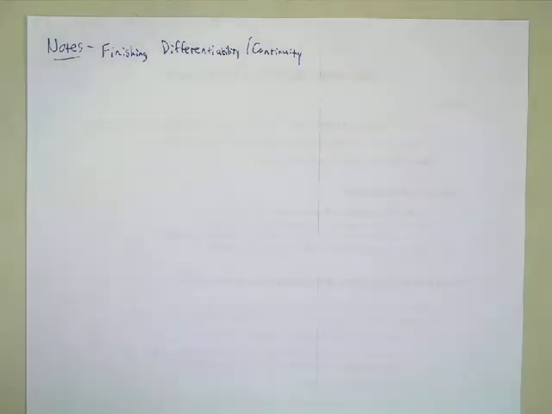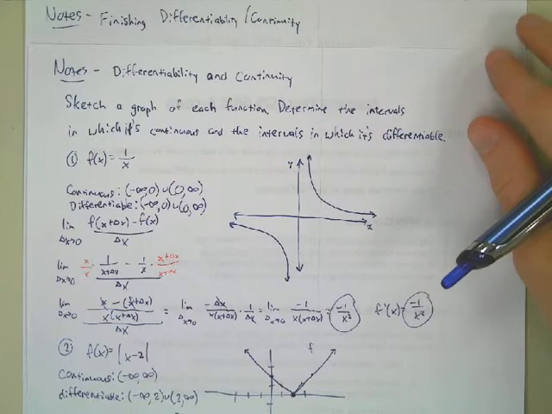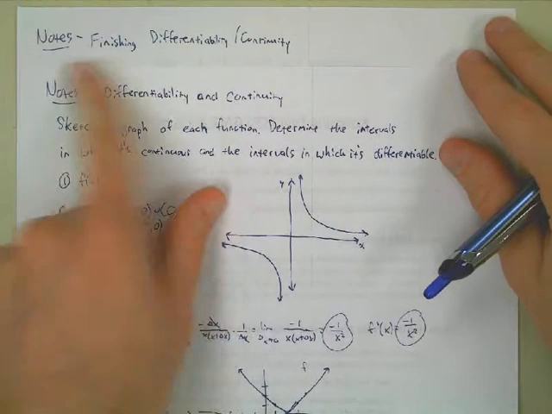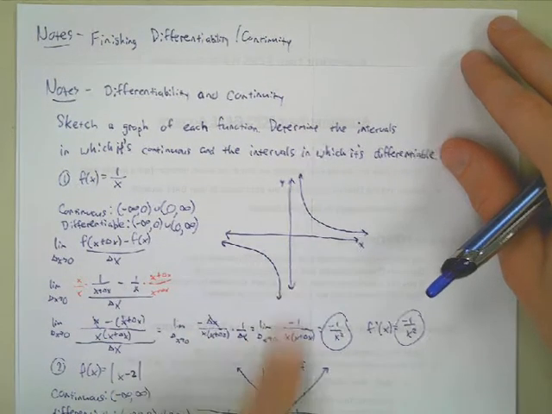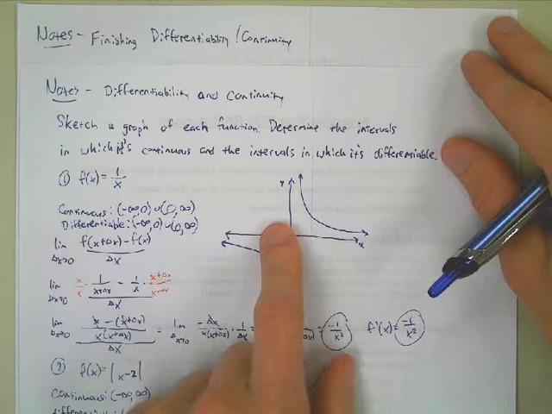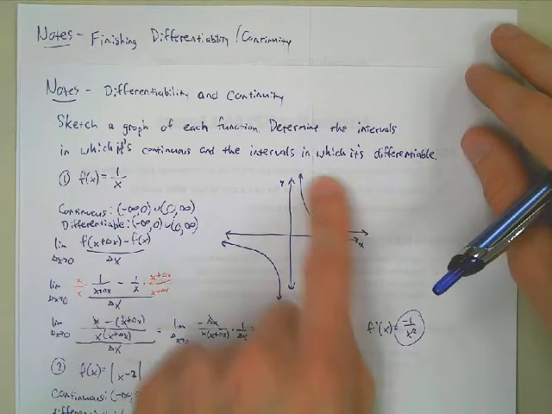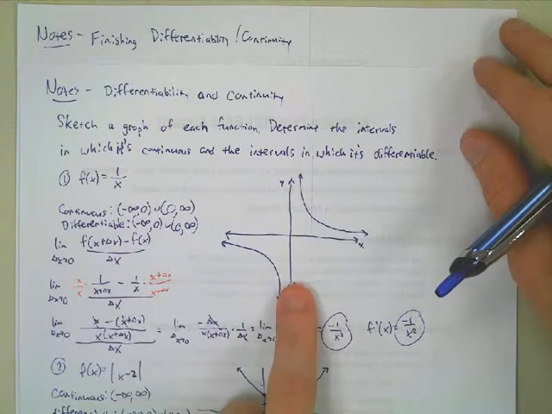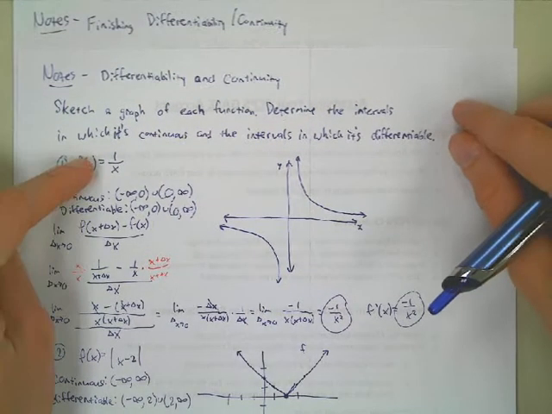Yeah, okay. So last time when we were talking about differentiability and continuity, to refresh our memory, here were the old notes, right? So we sketched the graph of these functions that we were looking at, and then we wanted to determine the intervals in which it was continuous and the intervals in which it was differentiable. So we did 1 over x first, one we were very familiar with from our family of functions, right? The 1 over x there.